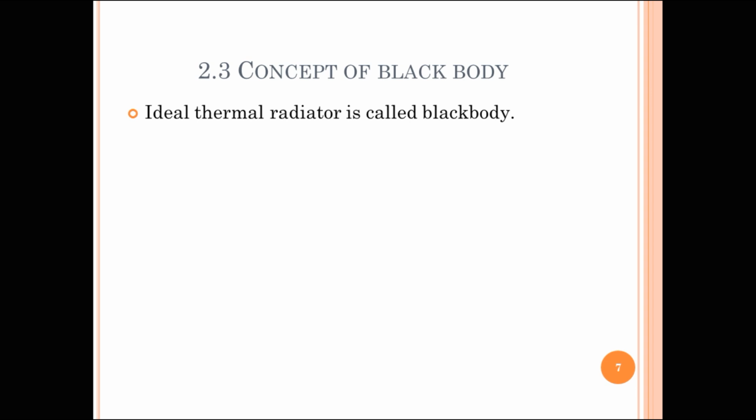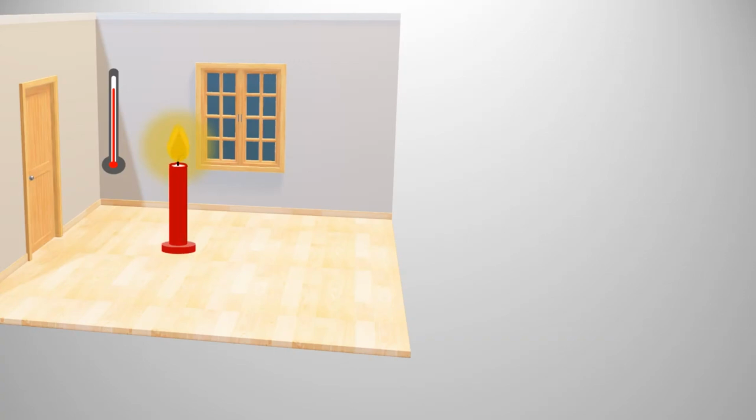Let's go to an important video. Any object emits radiation only when the temperature of that object is higher than its surroundings. Like a candle, when we light up a candle, it has a higher temperature than its surrounding room.